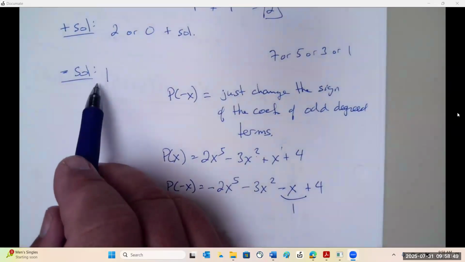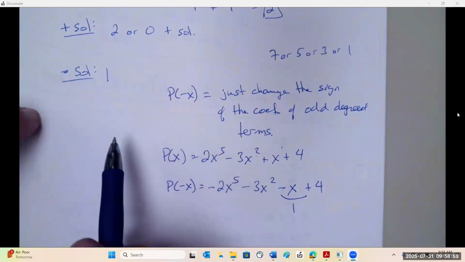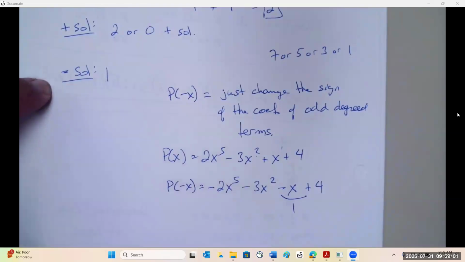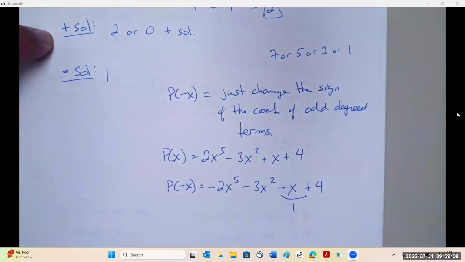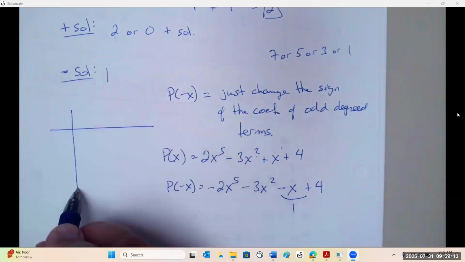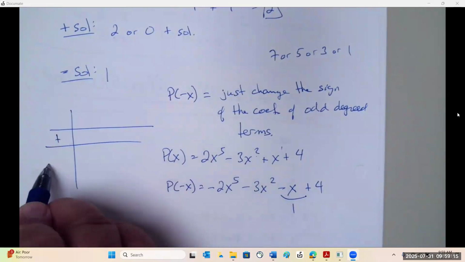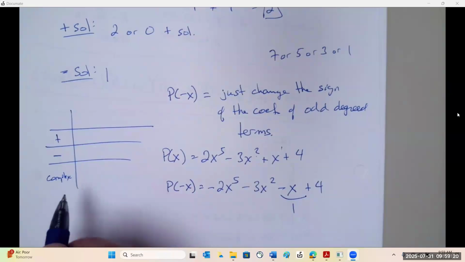Once I find my negative solution when I do the synthetic division, I can erase all the other ones that are negatives. I don't need those anymore. That's the beauty of this. Once you find your negative solution, you're done with all of them. We know the rest of them either have to be positive or imaginary, complex. So let's look at this. We know we can have a positive solution, a negative solution, and a complex conjugate. We can even have a 0 as a solution.